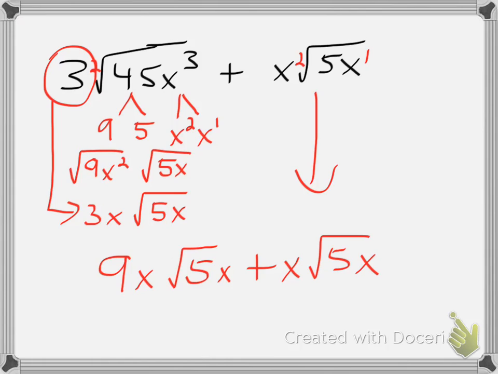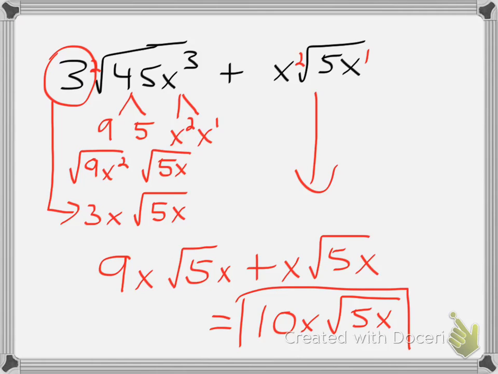Now I have 2 like terms. They have the same radicand, the 5x, like coefficients, the 9x and the x, and they're both square roots. So finally I can add this, and I'll end up with 10x square root of 5x. This is the basic way that I approach adding and subtracting radicals. I want to test to make sure they have the same radicands, coefficients, and indices. But if they don't, I want to break them down.